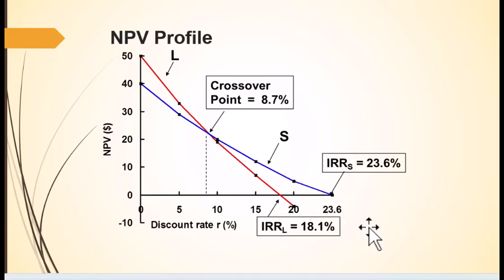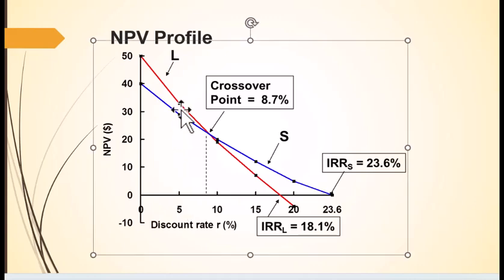So how do we analyze this? Well, let's think about our two projects, our two techniques. Let's start with the internal rate of return. Let's say we have a 5% discount rate. The internal rate of return of L is 18. That's greater than 5. And the internal rate of return of S is 23. That's greater than 5. So both of these projects are good with respect to this 5% discount rate.